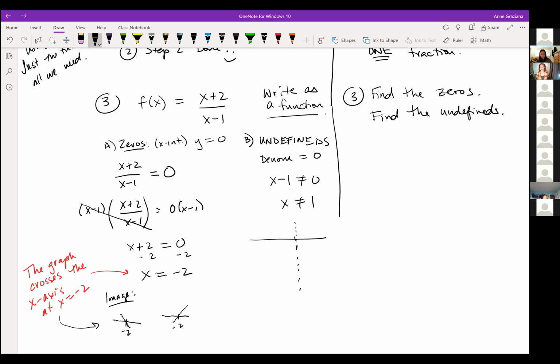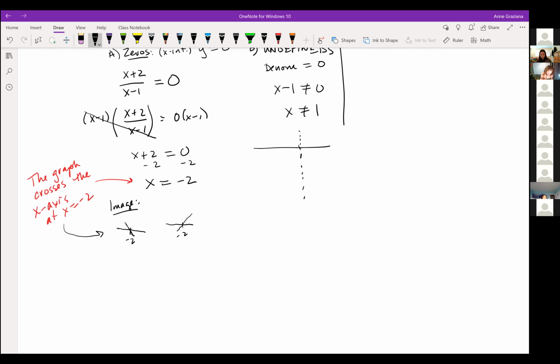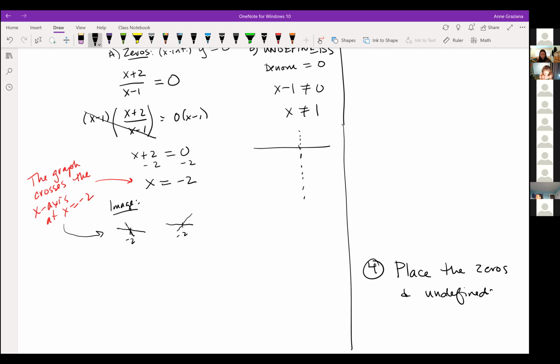Okay. So you guys see that? So I don't need to graph that to know that. I know that my zeros means crossing the x-axis and that the graph is undefined. Okay. So once we have those, so next step, step 4, is we're going to place the zeros and undefines on a number line.